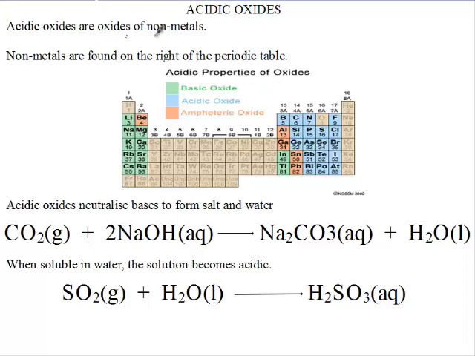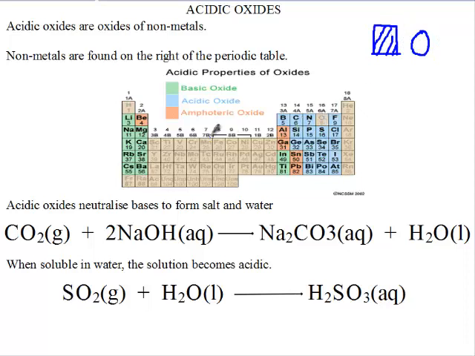Acidic oxides are oxides of non-metals. So just as you know, an element is going to occupy the first slot, and then oxygen is going to occupy the second slot. Now the element occupying this first slot here should be a non-metal. Once the element occupying this first slot is a non-metal, we get an acidic oxide.